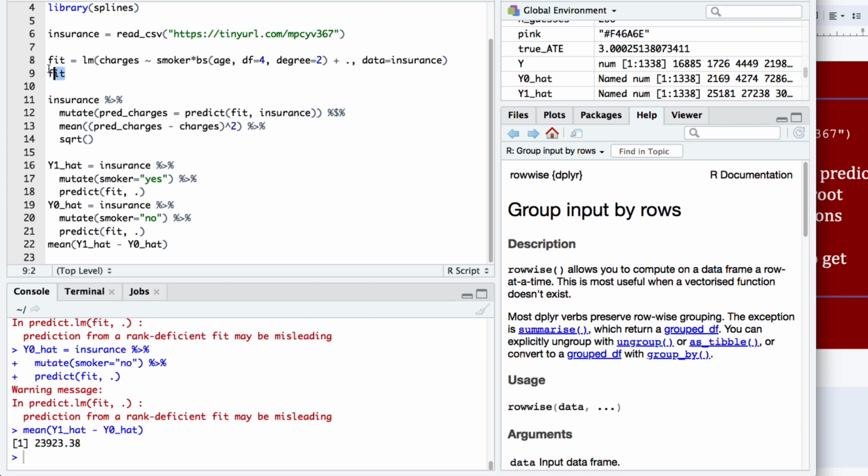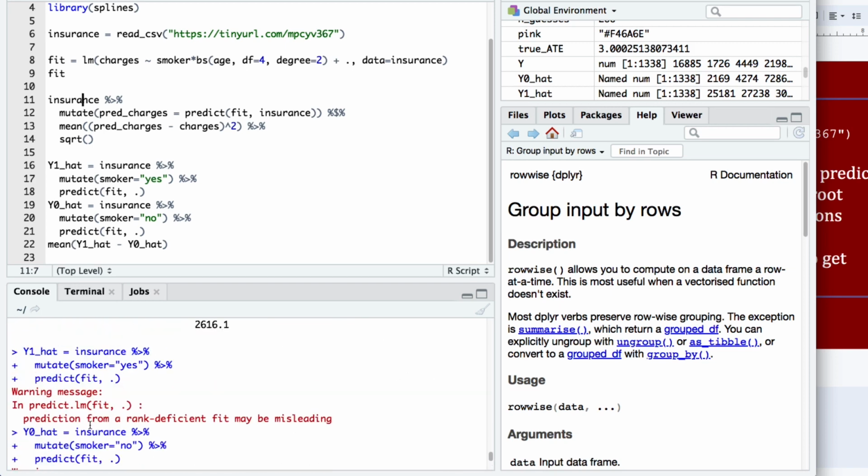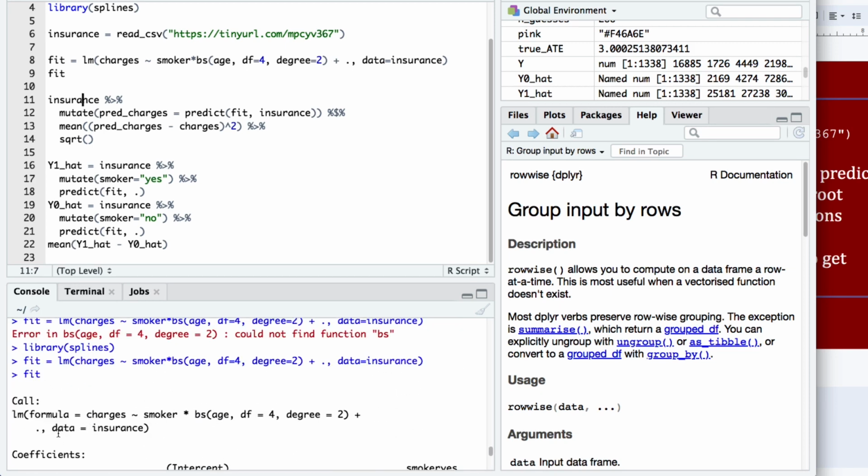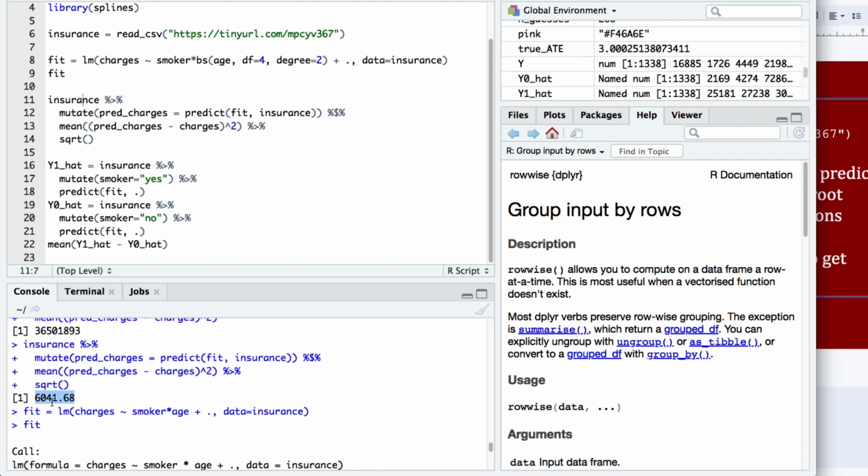And why would we want this to be more complicated? Well, because it fits the data better. So for example, we saw that if we just had the main terms model, the average prediction error was like $6,000 or something like that. Yeah, $6,041. I don't know, let's just see how much better we do by including this interaction and these splines. Maybe it's not too much better, but let's see.